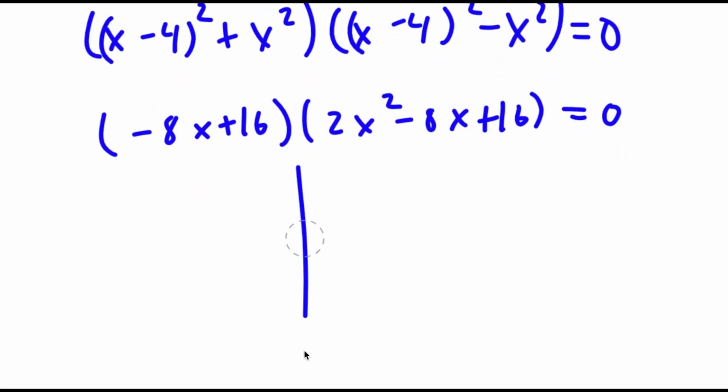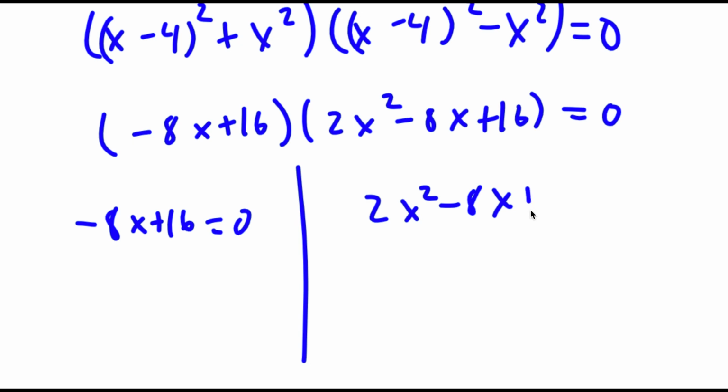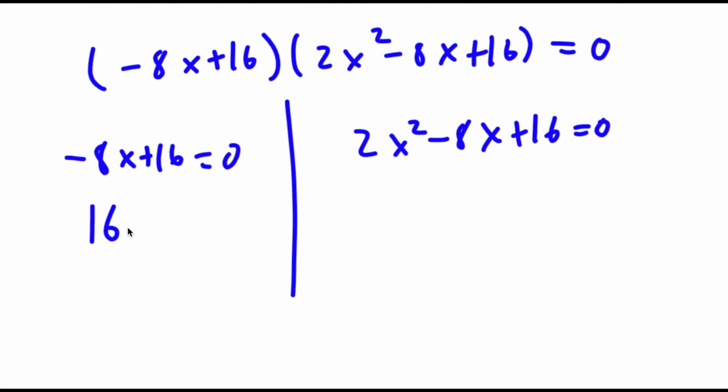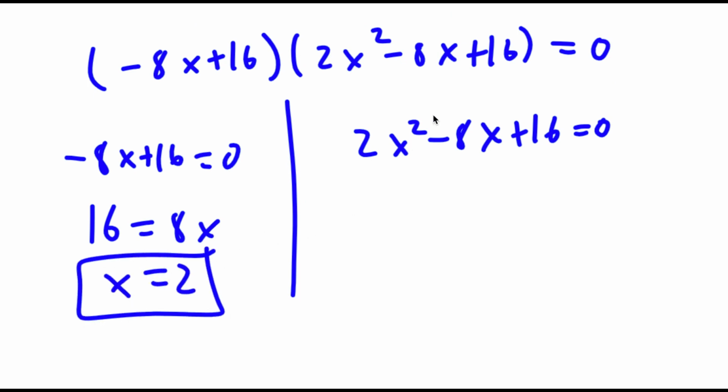So this gives me two equations. I have negative 8x plus 16 is equal to 0, and I have 2x squared minus 8x plus 16 is equal to 0. So for negative 8x plus 16 equals 0, I get 16 is equal to 8x, meaning x equals 2. So this is one solution. And for 2x squared minus 8x plus 16, if I factor out 2, I get x squared minus 4x plus 8 is equal to 0.